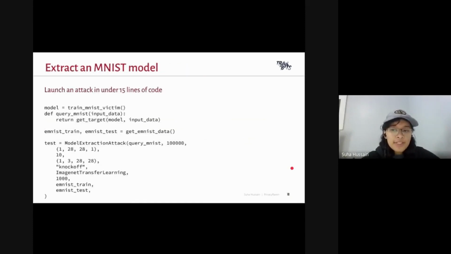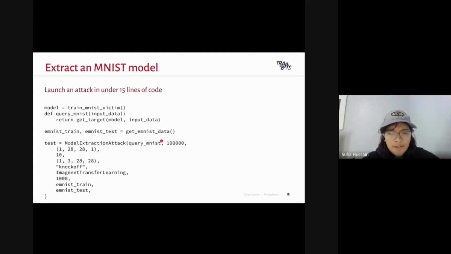Here is how you would launch a model extraction attack in Privacy Raven in less than 15 lines of code. So in the first part of this example, a query function is created for a PyTorch Lightning model included within the library. This part will vary depending on the structure of the system in question. The victim model here is a standard fully connected neural net trained on MNIST. Next, the eMNIST, or the extended MNIST dataset, is obtained in order to see the attack. The bulk of the attacks contained within this final portion.